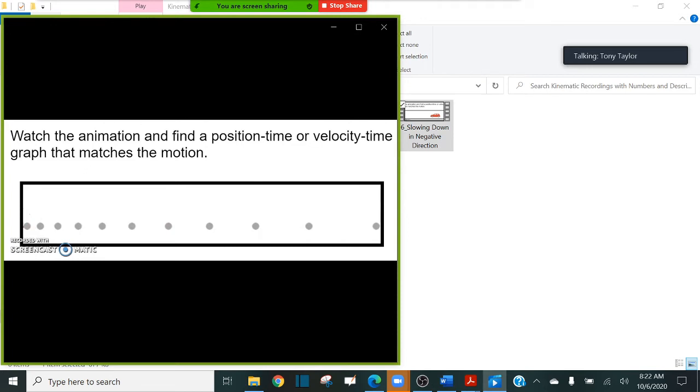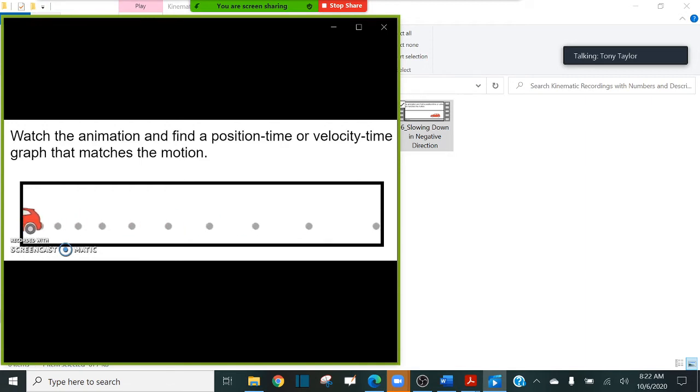Anyway, the first thing you should notice is that we're moving toward the left, which means we're moving in the negative direction. The second thing you would notice is that this object is slowing down. This car, while it's moving in the negative direction, is clearly slowing down.